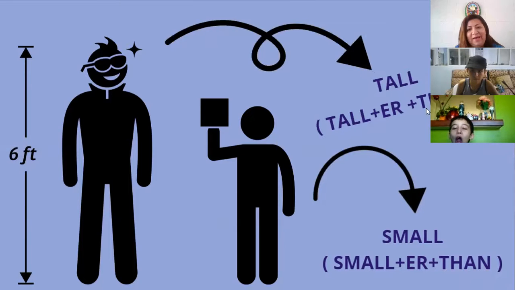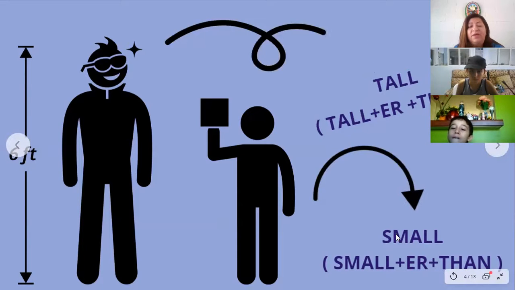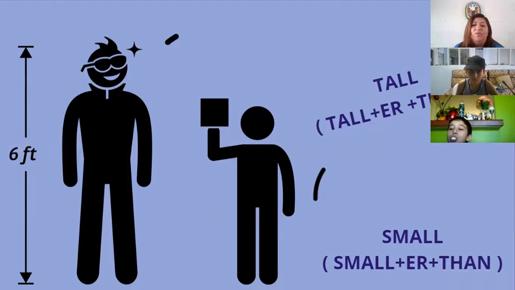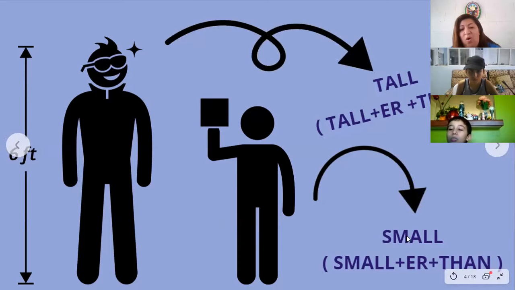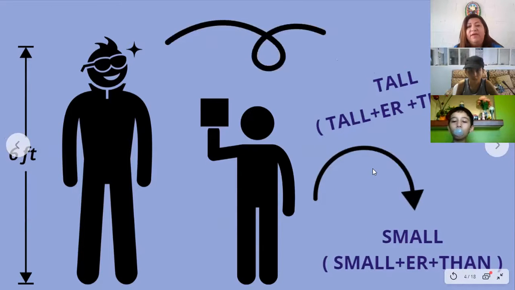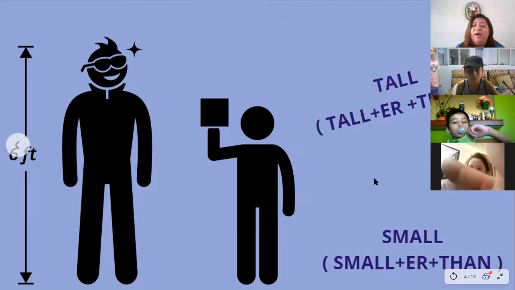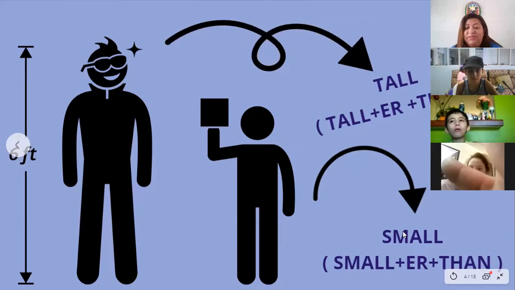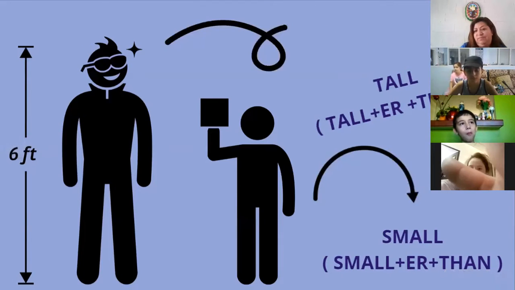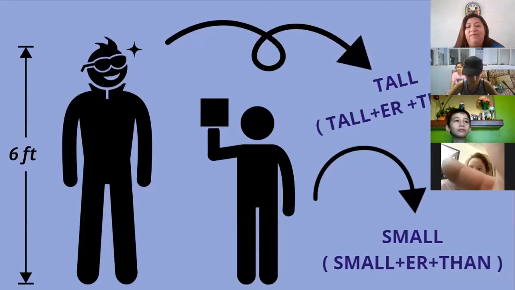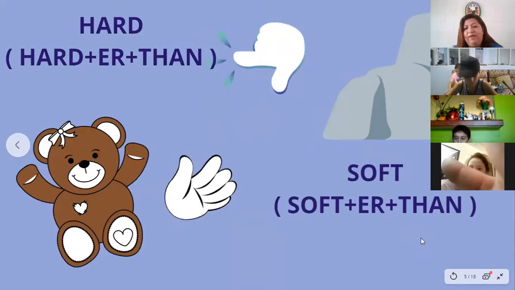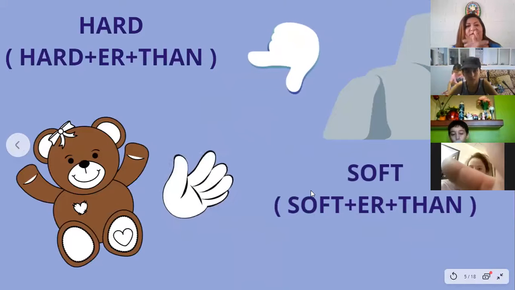Okay, that's another example. Now we have small. The small is the same process. We have the adjective small, and we have ER, and we have than. So it's the same thing. We can say that my sister is smaller than me, for example. And then we have a comparison. Okay, let's have a look. Maybe we have another example. Here we have another example.